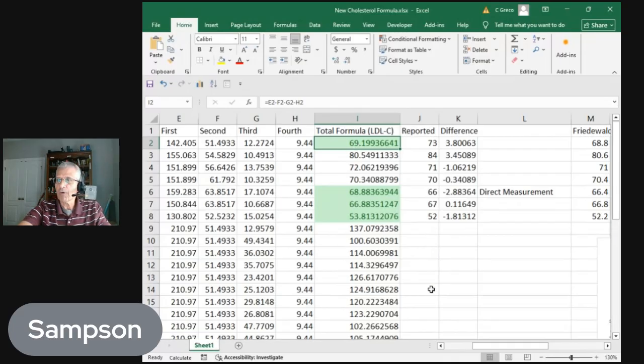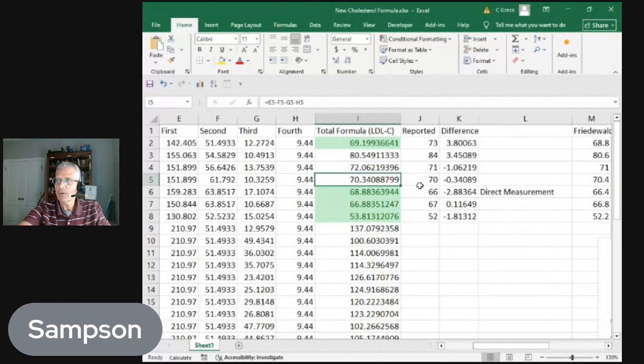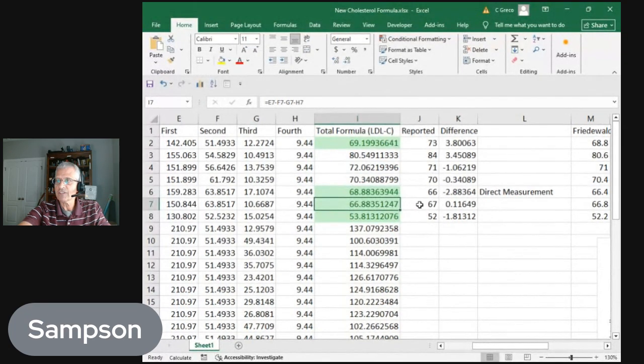So I did a couple more of these, and this one is a total of 80. The reported is 84. This one is 72. The reported is 71. This one is 70. Reported is 70, which is fine. This one is 68. The reported is 66. This one is 66. The report is 67.